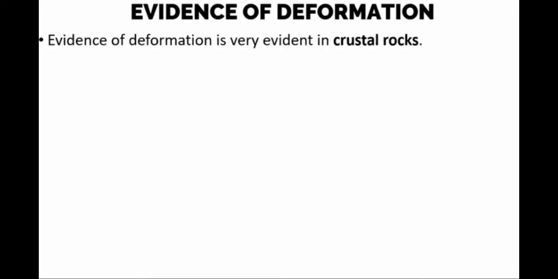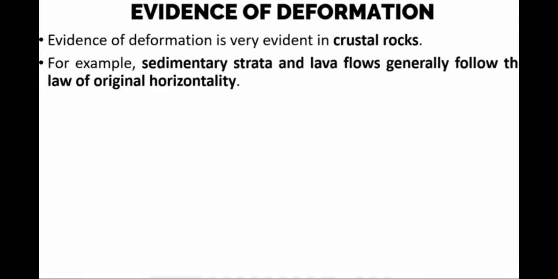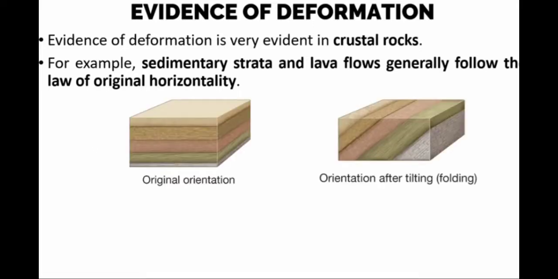Okay? So what are the evidences of deformation? The evidence of deformation that has occurred in the past is very evident in crustal rocks. For example, sedimentary strata and lava flows generally follow the law of original horizontality. Thus, when we see such strata inclined instead of horizontal, it is evidence of deformation.